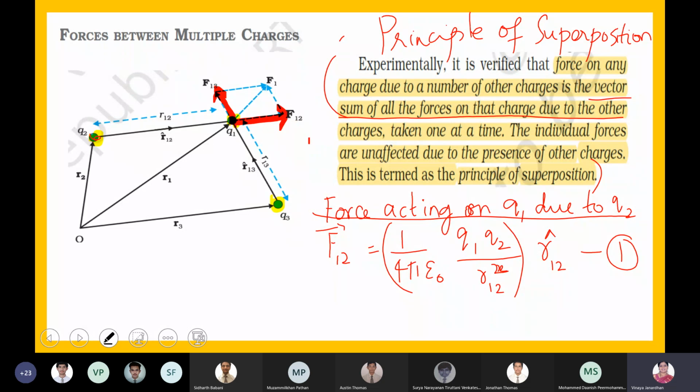So now Q1 is experiencing a force of repulsion due to Q2, which is F12. Similarly, Q1 is experiencing a force of repulsion due to Q3, which is F13. This is F13, this is F12. So now these two forces are acting along the sides of a parallelogram. The resultant force is given along the diagonal of the parallelogram. So the resultant force experienced by Q1 will be along the diagonal of the parallelogram. Is that clear?